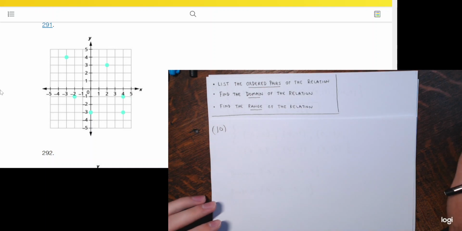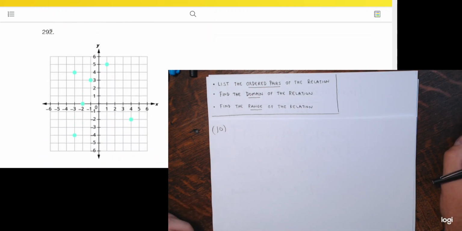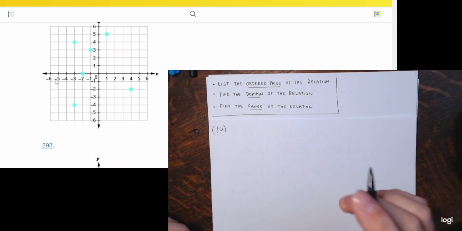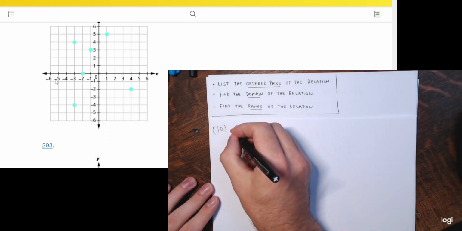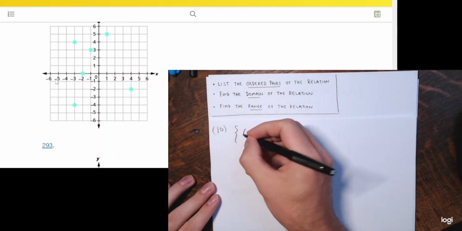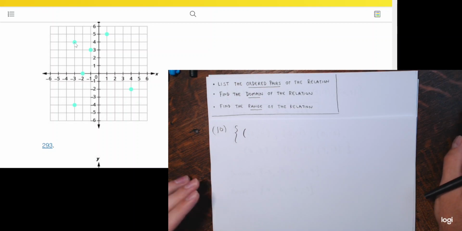Same instructions, right? I'm given another graph here. This is exercise 292. Then there are 1, 2, 3, 4, 5, 6 points on this graph again. So I'll just go left to right one more time. So again, first thing I'm doing is writing this as a set of ordered pairs, looking at each of these light green points, or light blue or aquamarine, whatever you want to call them.